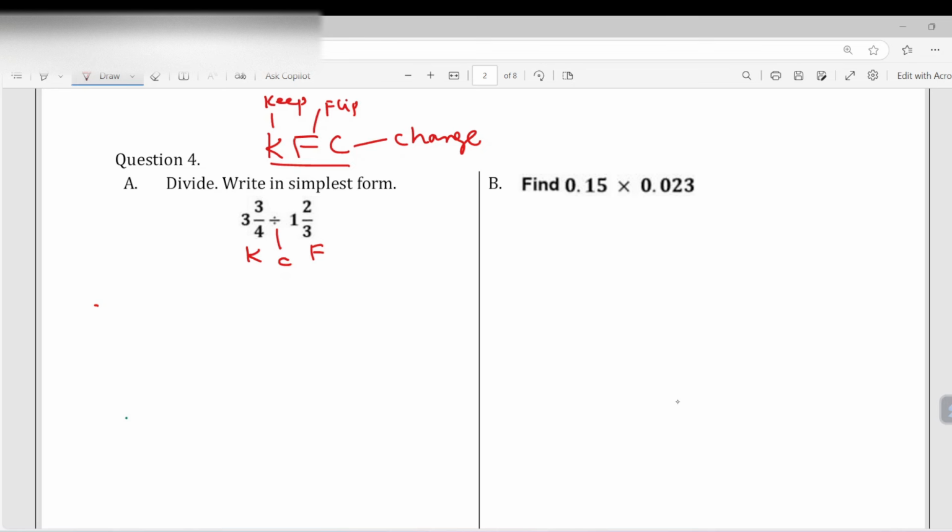Now, what we have to do with the mixed fraction: here we have to multiply, here we have to add. 3 fours are 12, 13, 14, 15. So 15 by 4 divided by 5 by 3. I am not doing anything to this, I did not do anything.